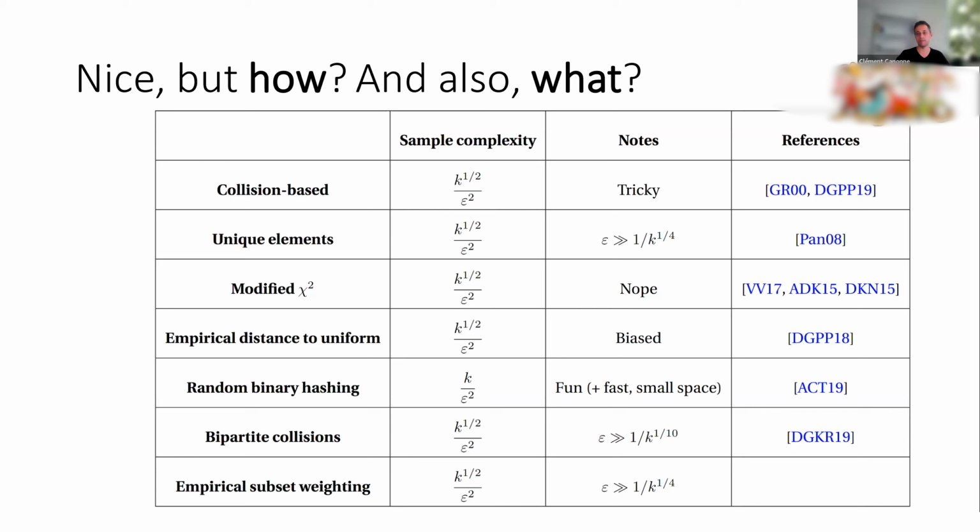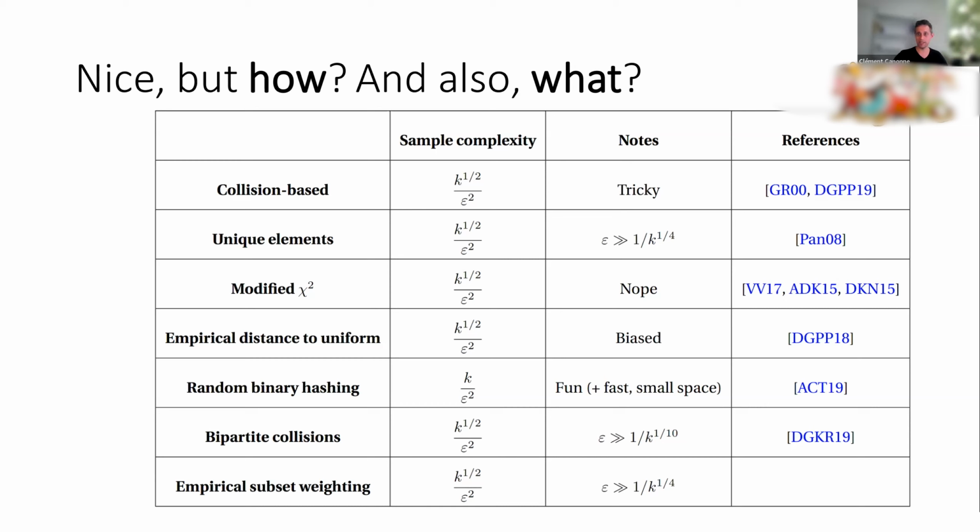So maybe I can just count how many unique elements I have among my n samples and say, oh, if it's large enough, that should be uniform. That's also a very natural idea. It's kind of dual to the first idea. It has one limitation, which is that the distance parameter basically cannot be too small. And the reason for that is pretty simple.